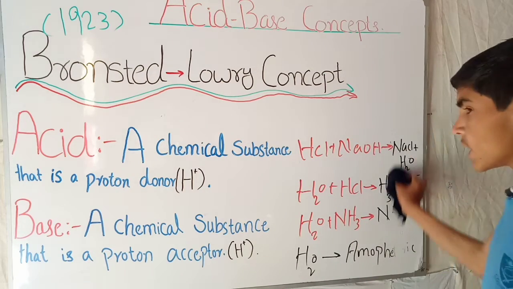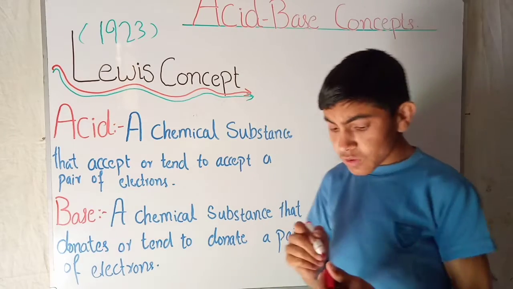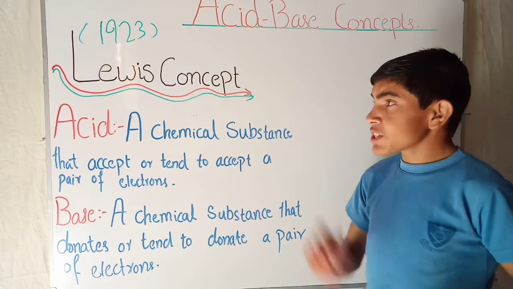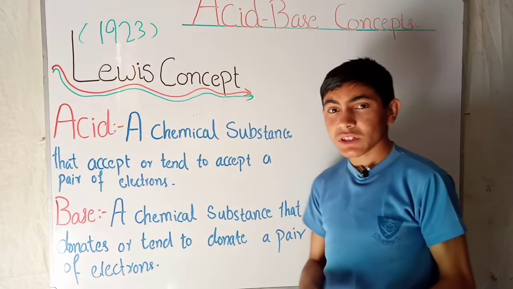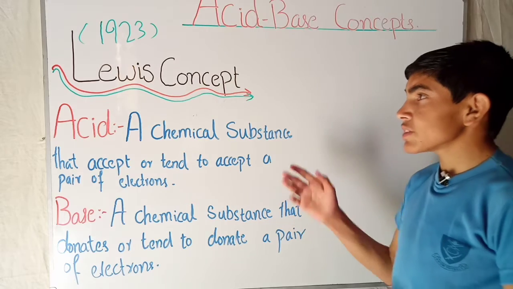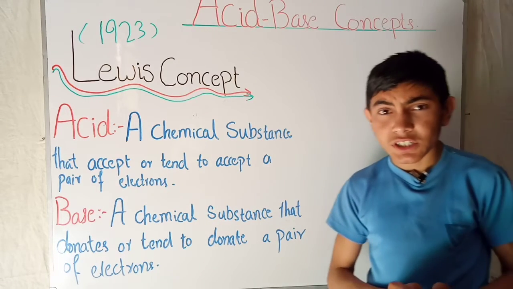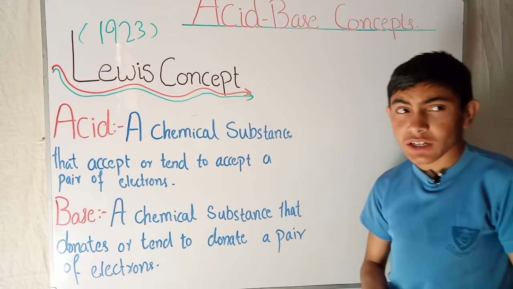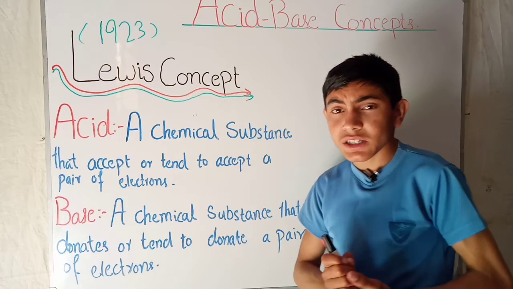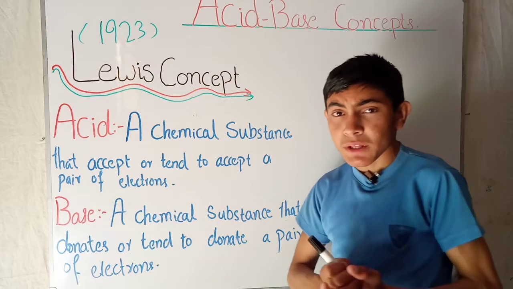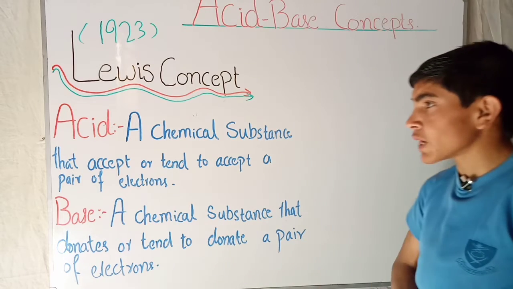Next we are going to talk about the Lewis concept, about the acid and base properties. In the same year, in 1923, a scientist, Gilbert Lewis, presented a concept about acids and bases, regarding the donating and receiving of a pair of electrons, the tendency to give or accept a pair of electrons.